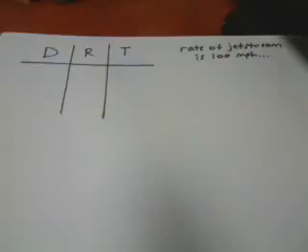Section 6.7, distance problems. This is the way the problem reads. It says the rate of the jet stream is 100 miles per hour. Traveling with the jet stream, an airplane can fly 2,400 miles in the same amount of time as it takes to fly 1,600 miles going against the jet stream. What is the airplane's average rate in calm air?